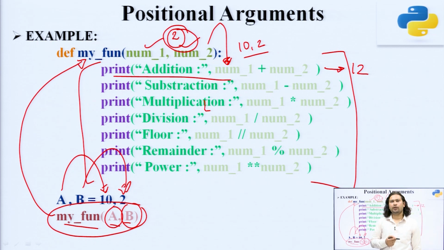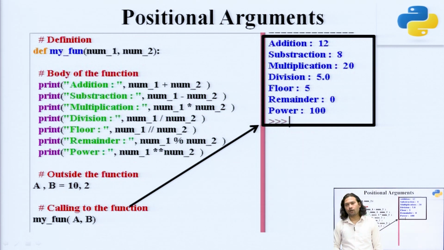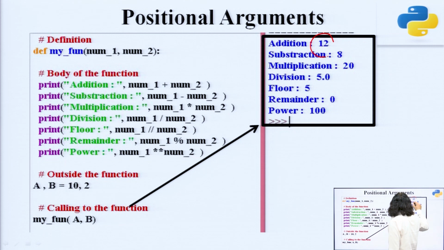Ultimately, what is happening here is that the parameters are very important in functions. The positional arguments of the definition and the calling must be the same, otherwise the function will not run. Here you can see even in the output that what we have discussed is the same thing.